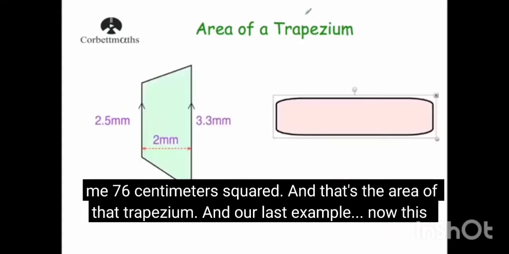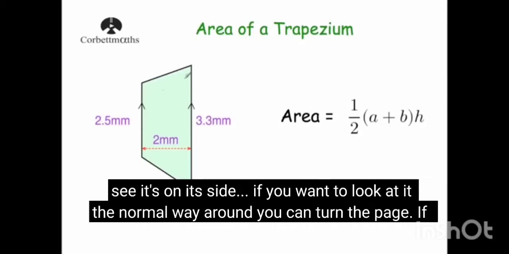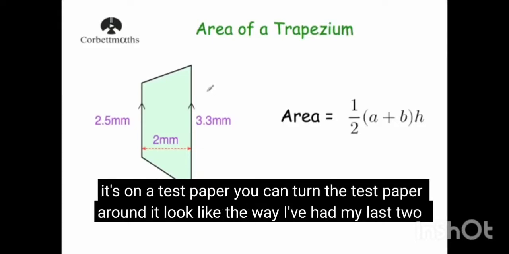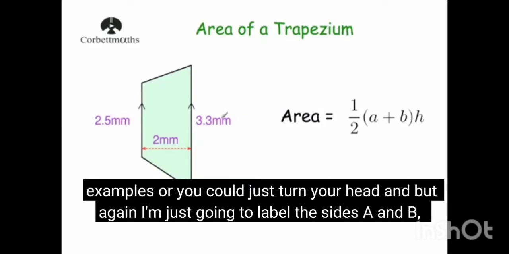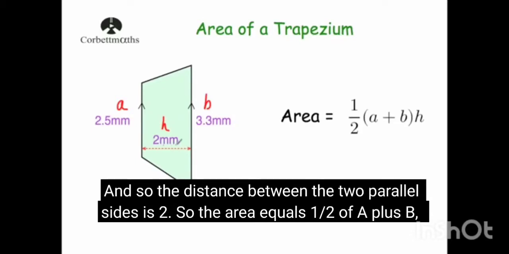And our last example. Now this example is just slightly different because I have rotated the trapezium 90 degrees. So as you can see, it's on its side. If you want to look at it the normal way around, you can turn the page. If it's on a test paper, you can turn the test paper around to look like the way I've had my last two examples, or you could just turn your head. But again, I'm just going to label the sides. A and B are the two parallel sides, and H is the distance between them, or the height of the trapezium. So the distance between the two parallel sides is 2.